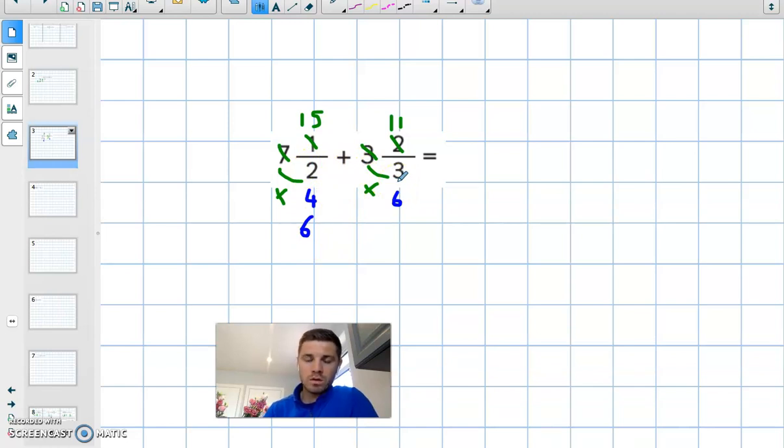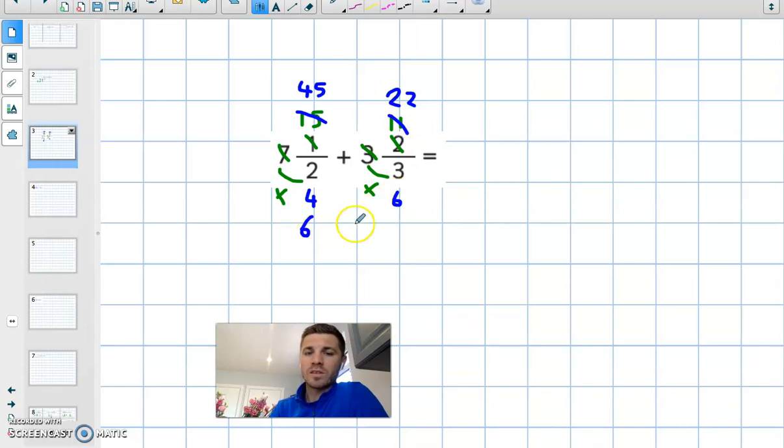Okay, now I found the lowest common multiple, but what I need to do now with the numerator is multiply it by the same number I multiplied the denominator by. So I've multiplied 2 by 3 to get 6. So I need to multiply 15 by 3 to make it into a fraction which I can add together. So 15 multiplied by 3 is 45. So I'm left with 45 over 6 as my fraction. I've multiplied this 3 by 2, so I need to do the same to the top. So if I double 11, I get 22. So I'm left with 22 over 6.